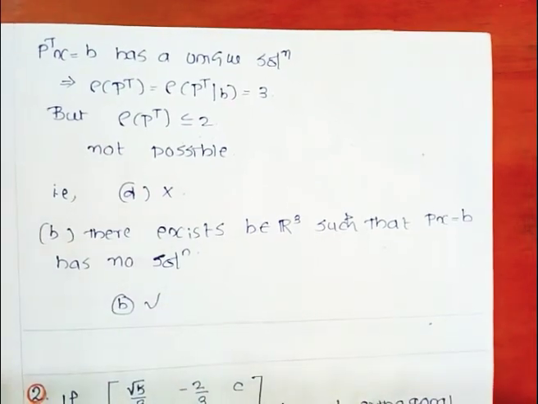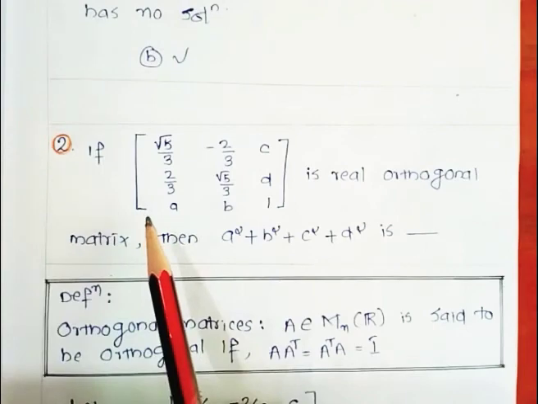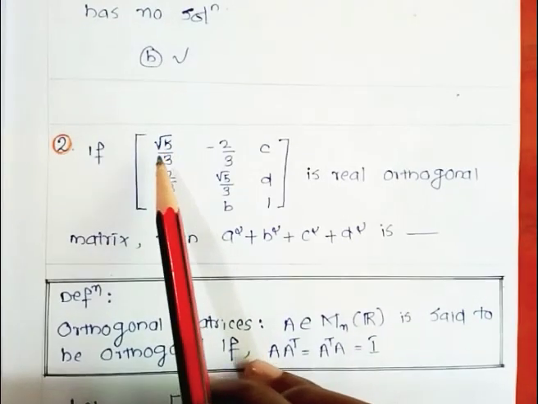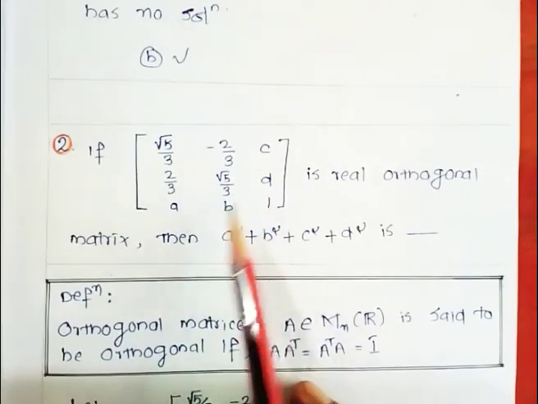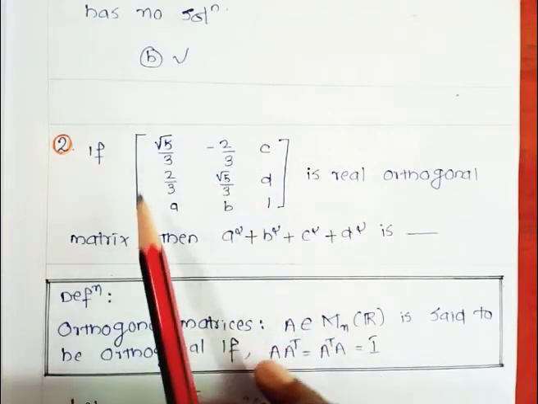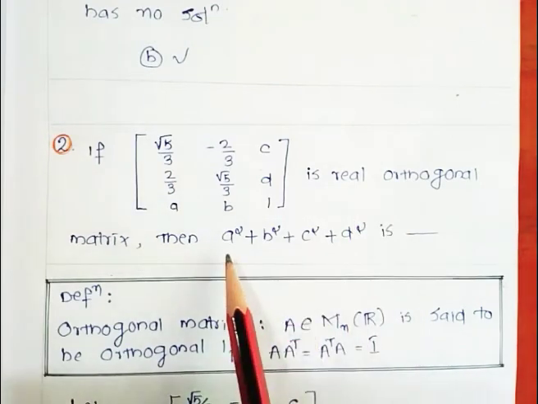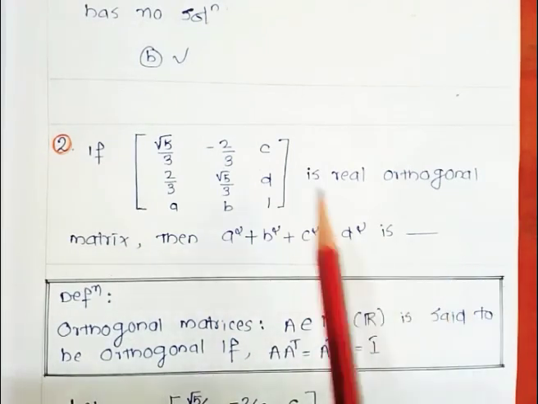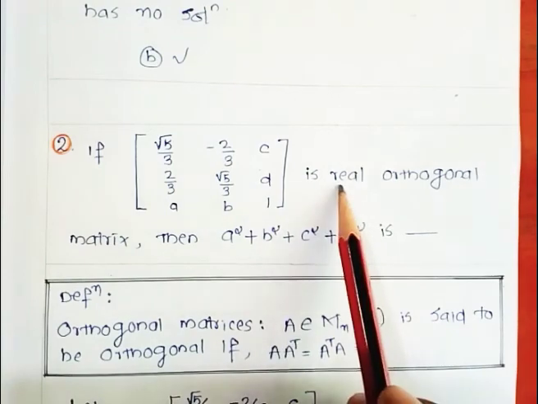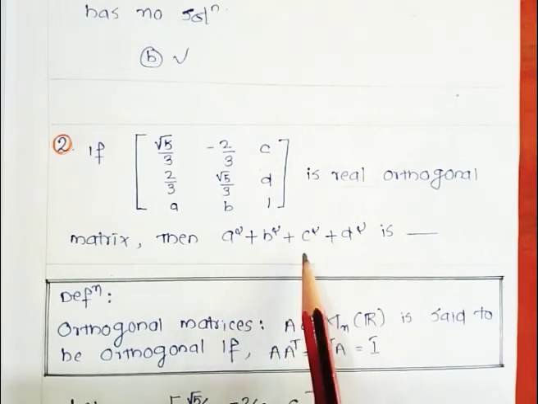Okay, now we are going to the next question. Our next question is: given a 3 by 3 matrix with entries root 5 by 3, minus 2 by 3, c, 2 by 3, root 5 by 3, d, a, b, 1. We are given that it is a real orthogonal matrix. Then we want to find a square plus b square plus c square plus d square. So we have a 3 by 3 matrix, it is a real orthogonal matrix, and we have to find a square plus b square plus c square plus d square.